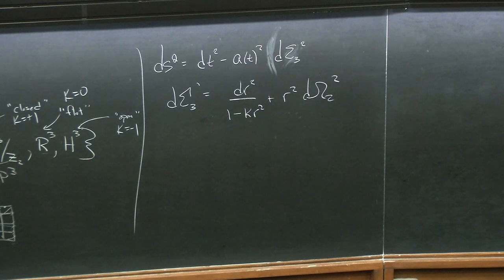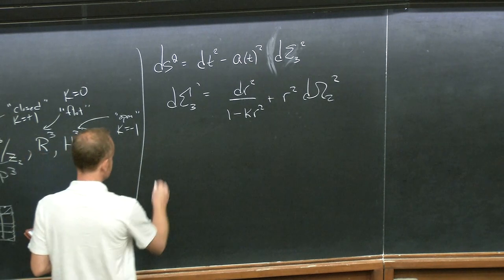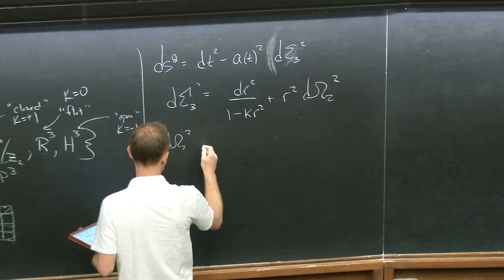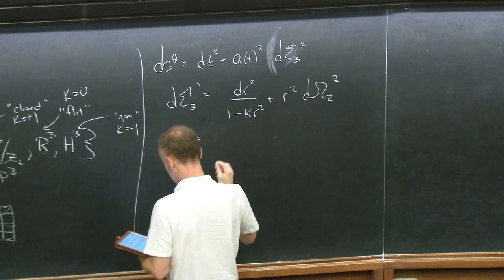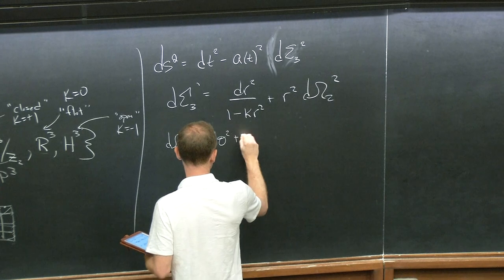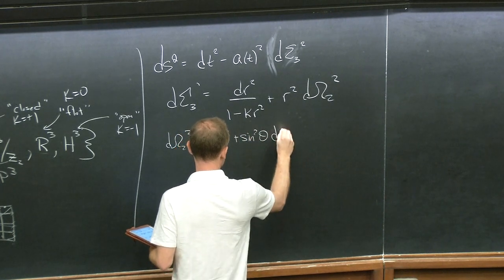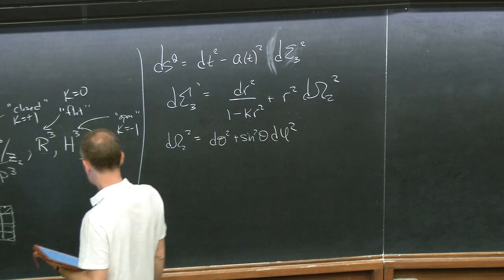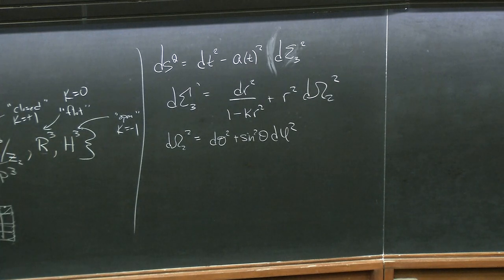And d omega 2 squared, that's the metric on a 2-sphere, so it takes this form. It's the standard round metric on a 2-sphere.